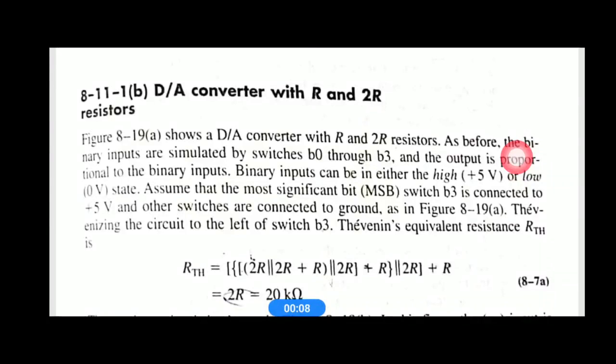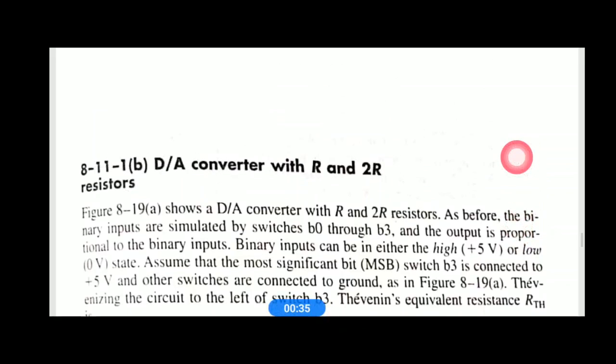In the last session, we were discussing digital to analog converter using binary weighted resistor. So, we'll continue our session today again with the same topic, that is digital to analog converter, but here using R to 2R resistor.